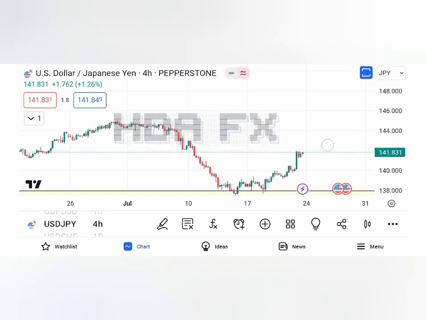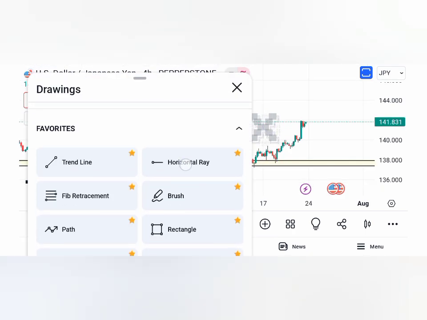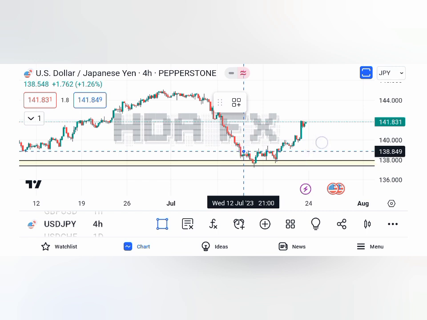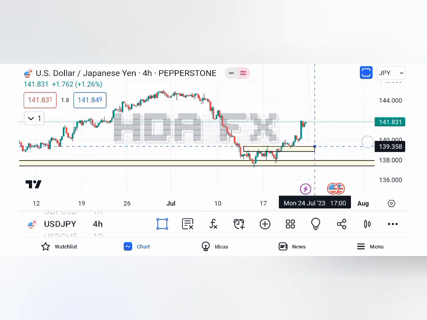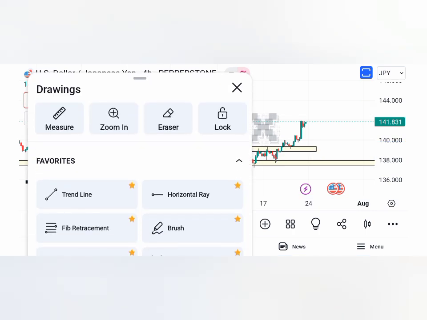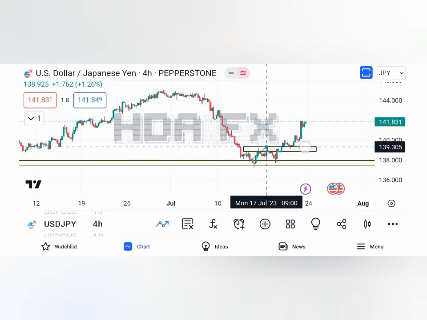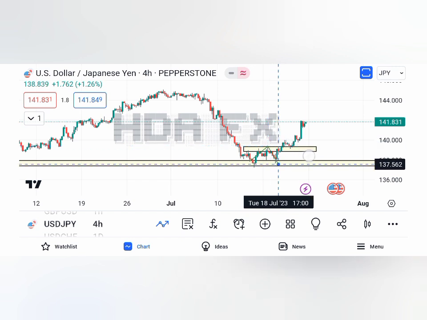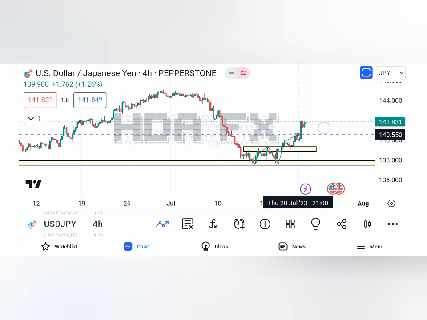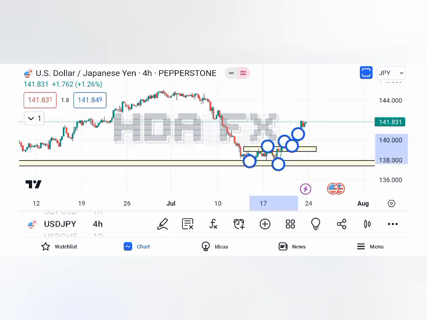So on the 4-hour time frame, we could spot this key level here. We could spot that price was ranging within this point here. So the range was here. We saw price broke, then came to retest this point here, then continued upward. Came to retest this point here, then continued upward.